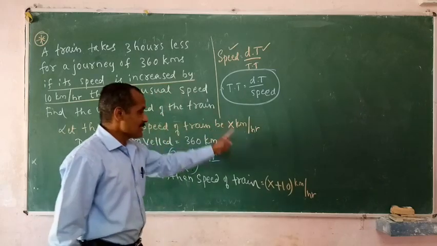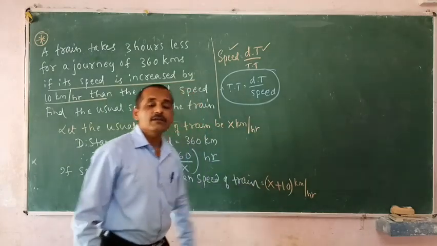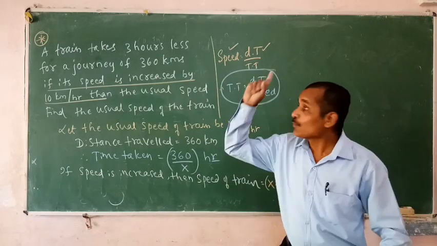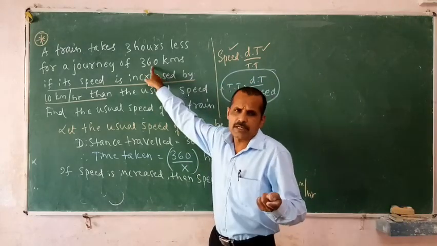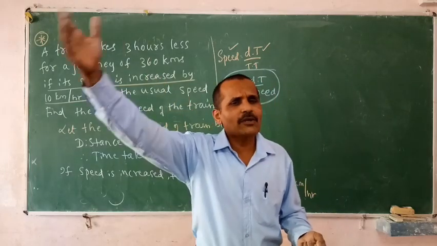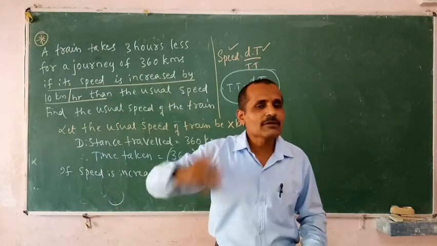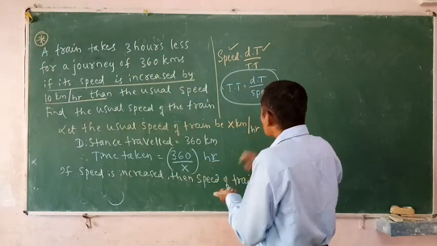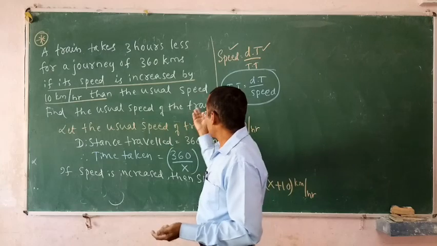Instead of x, it's going with x plus 10. Speed is increasing. But whatever the distance traveled, that remains the same. Because earlier also the train was going from Hubli to Bangalore. Now also going from Hubli to Bangalore, the distance remains the same. So distance how much? Same, 360.